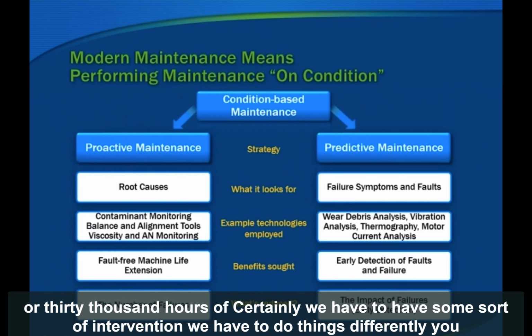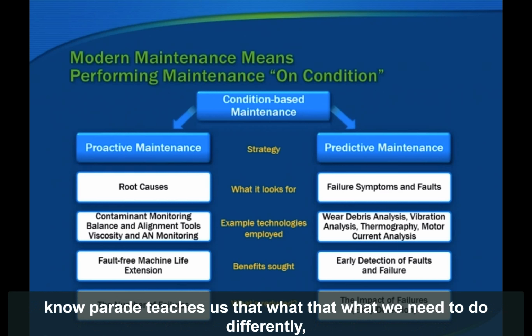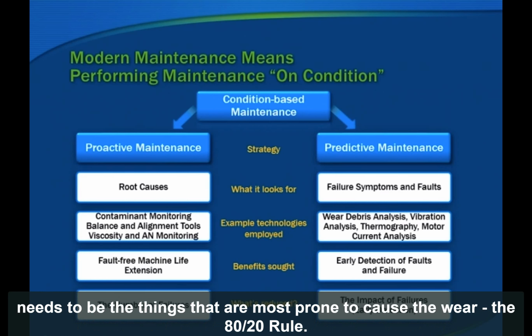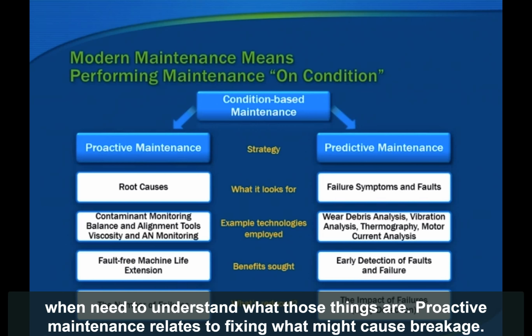Well, certainly we have to have some sort of intervention. We have to do things differently. Pareto teaches us that what we need to do differently needs to be the things that are most prone to cause wear, the 80-20 rule. So we need to understand what those things are. So proactive maintenance relates to fixing what might cause breakage.